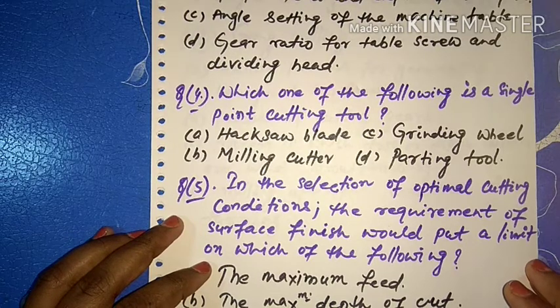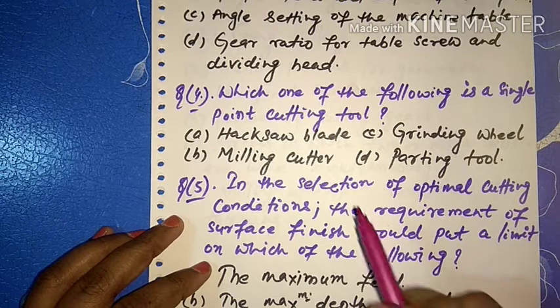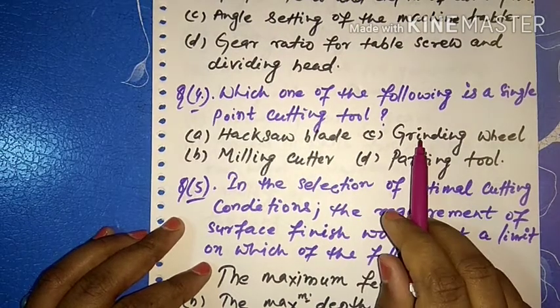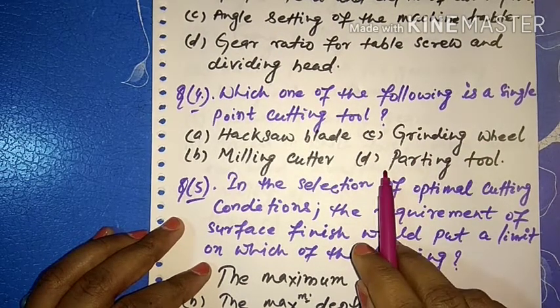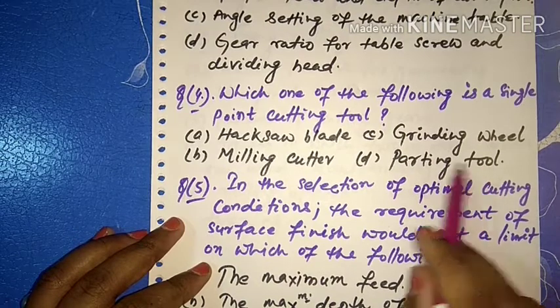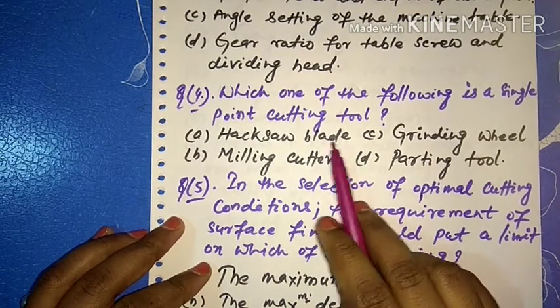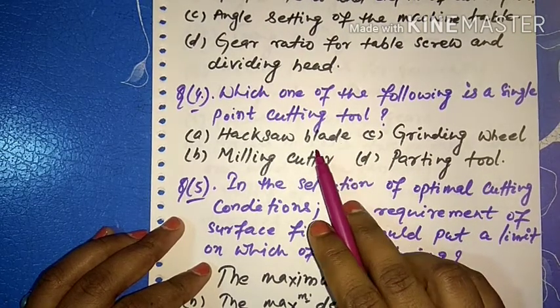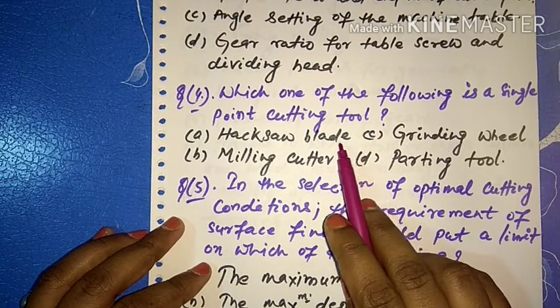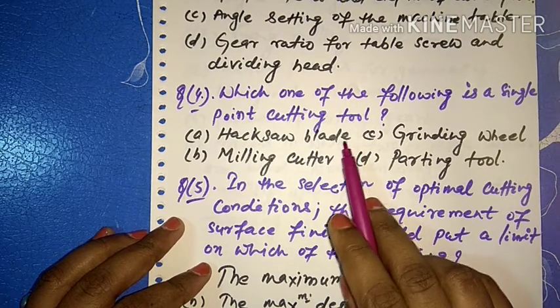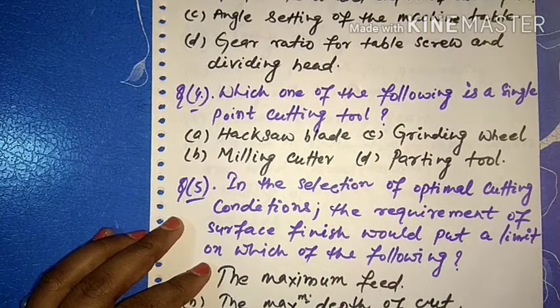Now next question is, which one of the following is a single point cutting tool? Option A is hacksaw blade, option B is milling cutter, option C is grinding wheel, and option D is parting tool. So friends, it is a very easy question. Hacksaw blade is a single point cutting tool. So option A is the correct answer.